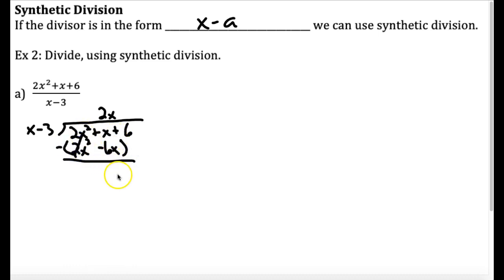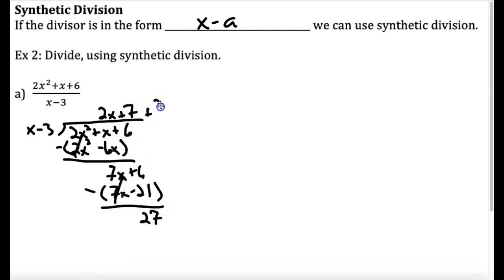right? These would cancel, we get 7x, then repeat, so bring the 6 down, and now repeat, so x times 7, then multiply 7 times everything over here, subtract, and we would get 27, so 27 is my remainder, so we wrote that as plus 27 over x minus 3. So today, let's do this same problem using synthetic division.